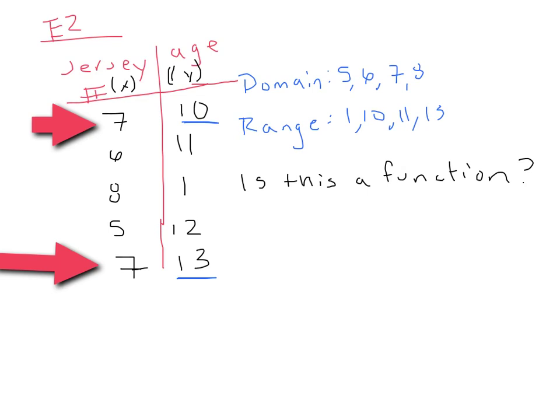I want you to think about this. If the x value is a person and the y value is the place, can person number 7 right here be in place number 10, and can that same person number 7 right here also be in place number 13? No. You can't have person 7 in both places, 10 and 13. They can't be in two places at once. So we would say this is not a function.